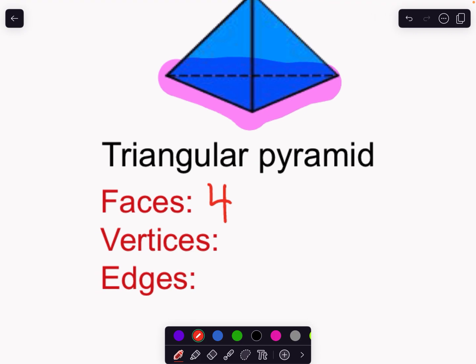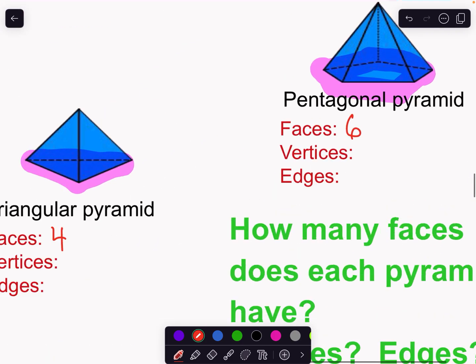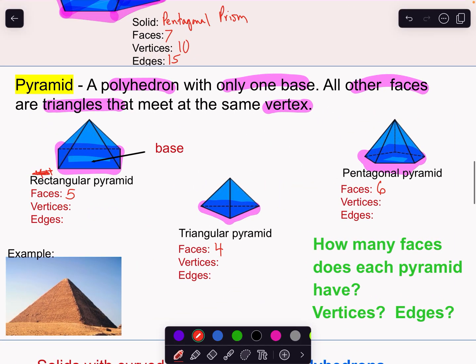A triangle is 3, but I also include the base. So that would be 4. A pentagon is 5, right? But I add the base, so I get to 6. So you'll see that with pyramids all the time.